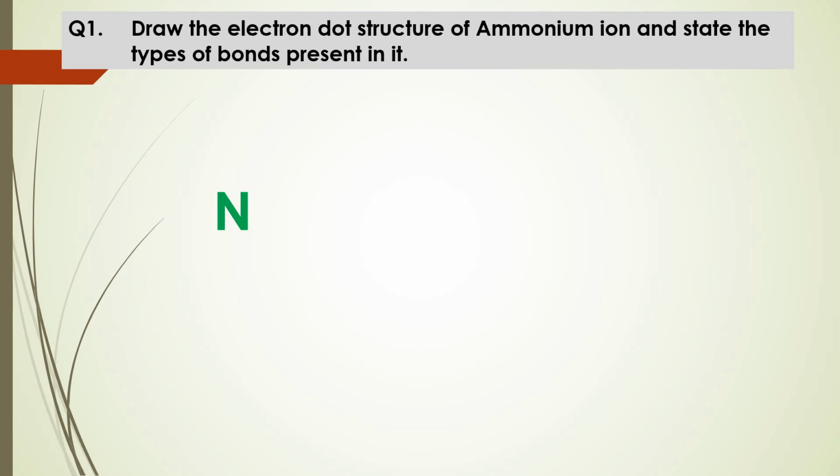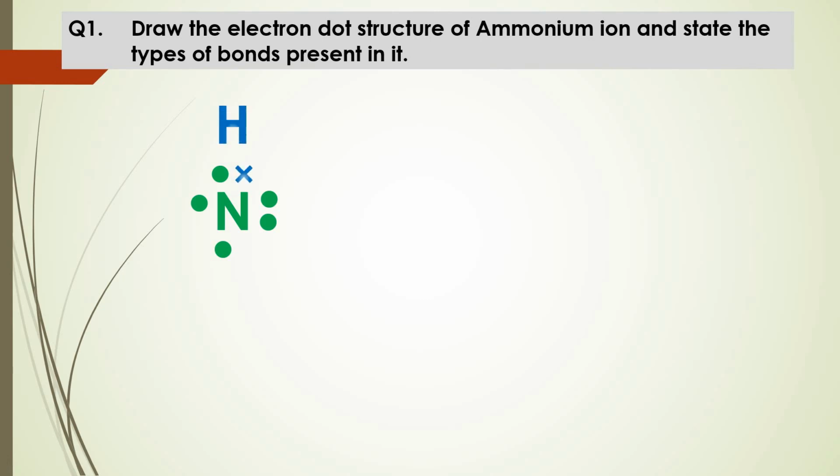So we'll first draw nitrogen, okay? And the atomic number of nitrogen is 7, which means there are 5 valence electrons. So while drawing electron dot structure, we only need to draw the valence electrons. So the valence electrons of nitrogen is 5. So we'll draw 5 electrons this way, okay, boys? Now, each of these 3 electrons of nitrogen will take part in bond formation with the hydrogen atoms.